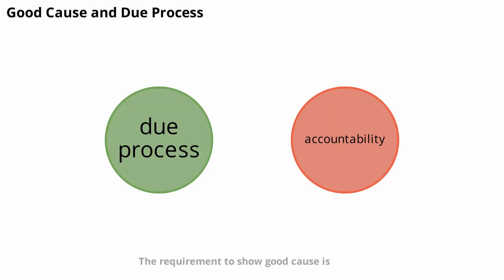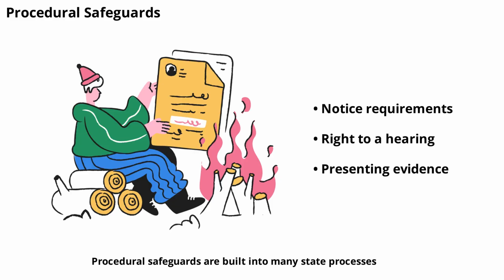The requirement to show good cause is closely linked to the principle of due process. It ensures that people have a fair opportunity to explain their actions or request exceptions to rules. By requiring a valid reason, the good cause standard supports transparency and accountability in state decision-making. Procedural safeguards are built into many state processes to ensure that good cause claims are evaluated fairly. These may include notice requirements, the right to a hearing, and the ability to present evidence. Such safeguards help protect individuals' rights and promote confidence in the system.